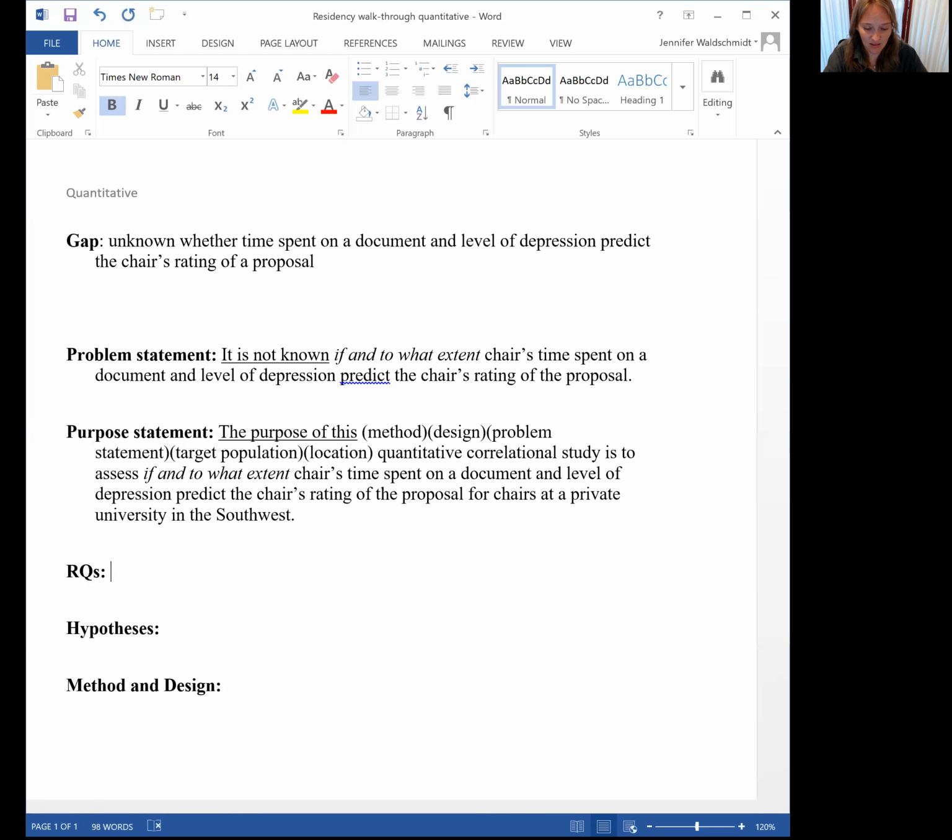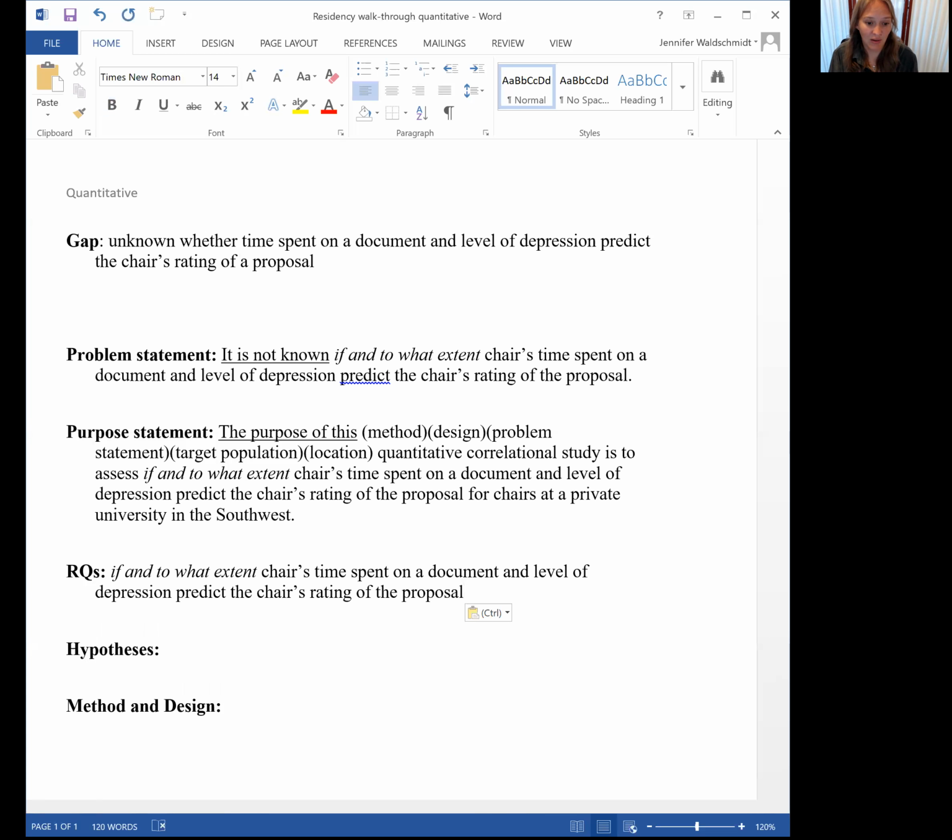In this instance, I'm going to put my problem statement down here, and I'm going to turn it into our overarching question. Now, our research questions cannot be yes/no. If they're yes/no, they're not really informative. So we could ask simply, if we wanted to turn this into a yes/no question: does chair's time spent on a document and level of depression predict the chair's rating of the proposal? Yes, it does.